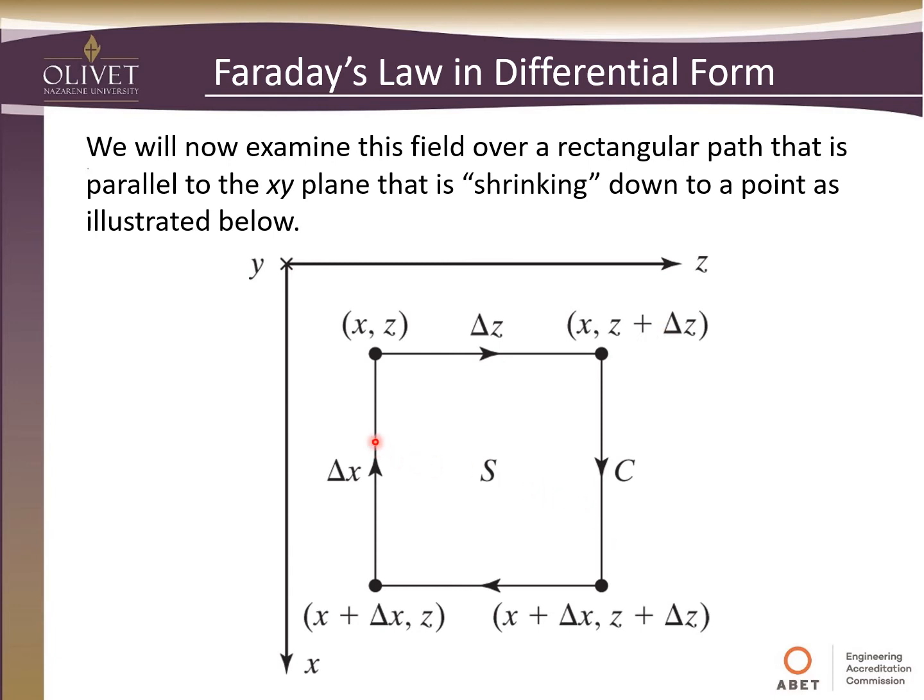We also need to keep in mind that we only have an x component. So our E value is only going to show up on these two parts of the loop. There shouldn't be any E field contributing here because there's no z component. There's only an x component, like we said on the previous slide.